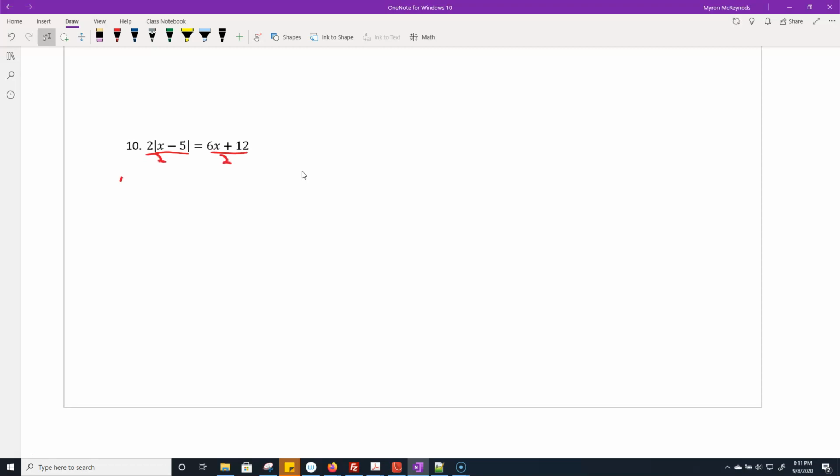And that will give me the absolute value of x minus 5 is equal to, and then you need to divide both of these by 2. That would be 3x. 6 divided by 2 is 3x. 12 divided by 2 is 6. 3x plus 6. All right, now that I've isolated, I'm going to split. And I'm going to come up here where I got some more room. Absolute value of x minus 5 equals 3x plus 6.